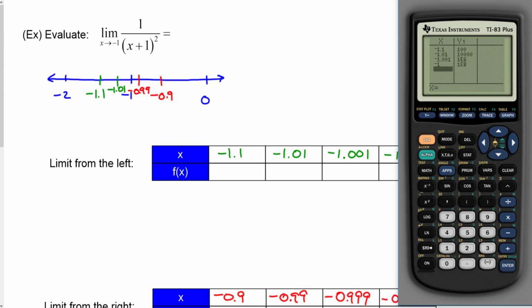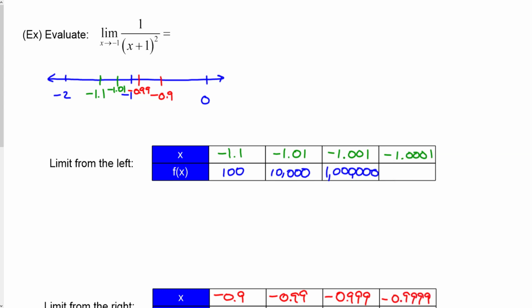So I start off with 100 as the first result, and then it jumps up to 10,000. Then I get 1E6, which, again, in the calculator, that's just the way it represents scientific notation. So it means 1 times 10 to the 6th power, so 1 with 6 zeros, so a million. And then 1 to the 8th, so 1 with 8 zeros, which would be 100 million. So it's getting large. It's getting really large. These values are approaching positive infinity.